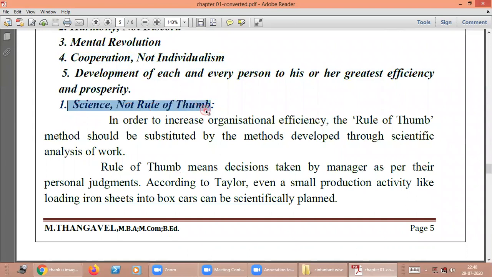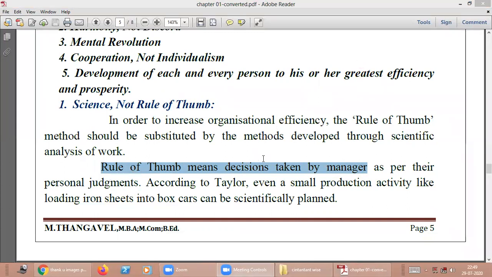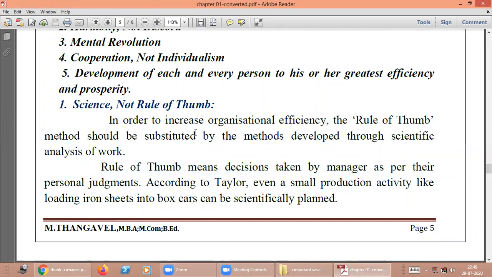First, science, not rule of thumb, which means without the thumb finger, we cannot do anything with the hand. Our hand without a thumb, it will be difficult for us to pick up an object or handle an object. So our thumb is the most important one. So the rule of thumb is the decision made by the manager. Just as the thumb in our hand makes every decision, likewise here we give the manager all the decision making. So science, not rule of thumb.